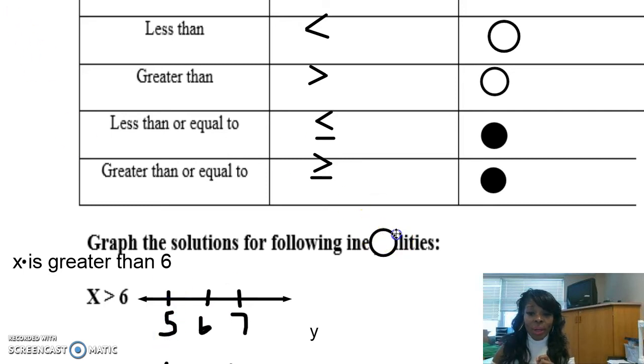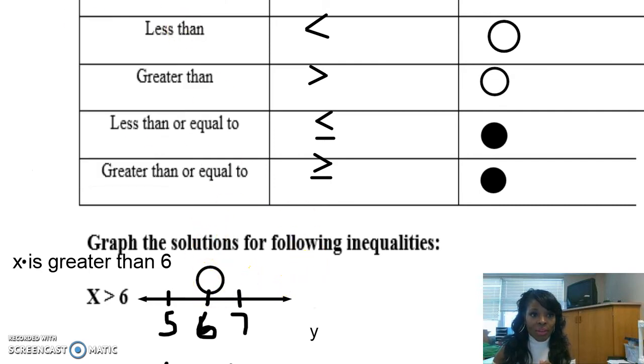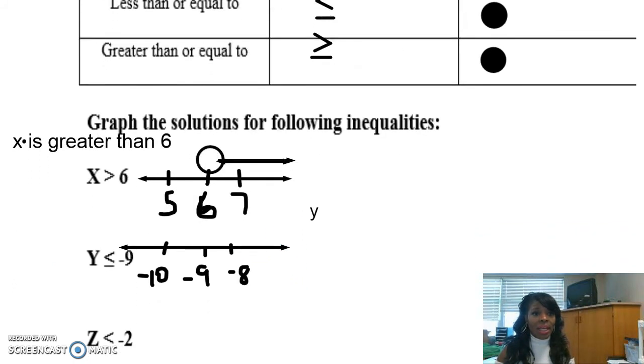To graph it, you're going to use an open circle on 6 because the solution set to this inequality does not include the number 6. But it does include all of the values that are greater than 6. So let's do that. Greater than 6. Okay? And that should not be a line there, so do this. So that's what graphing an inequality is. The solution set are all the numbers that are larger than 6. Let's go down to the next one.